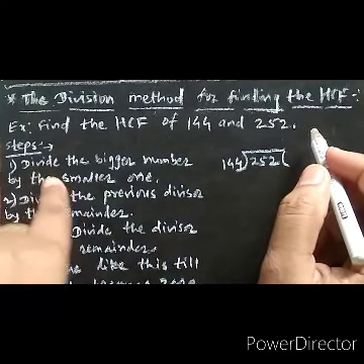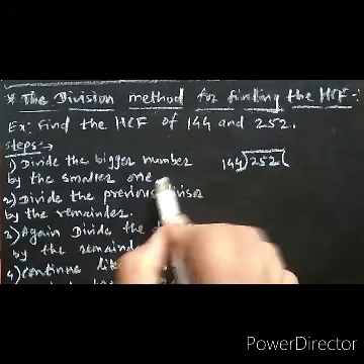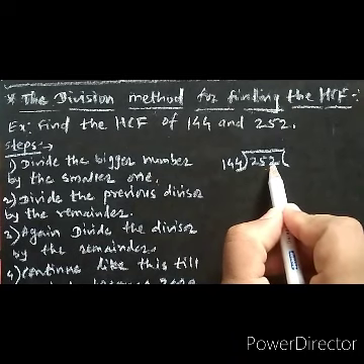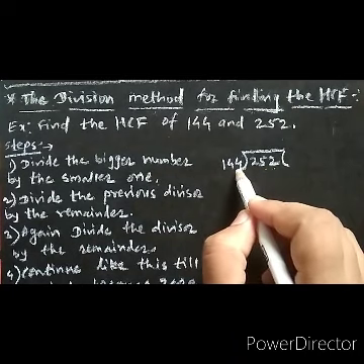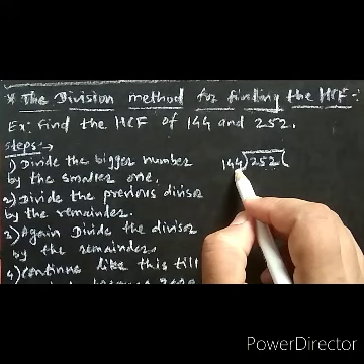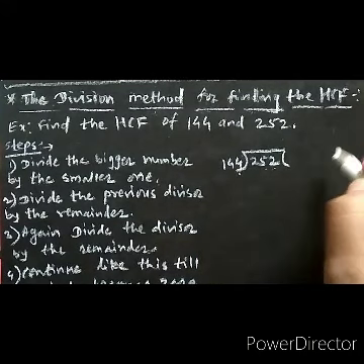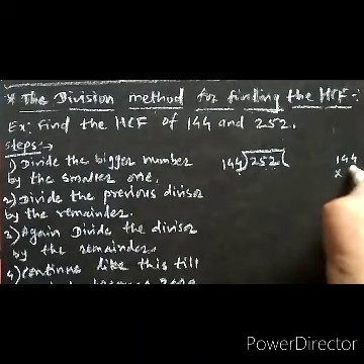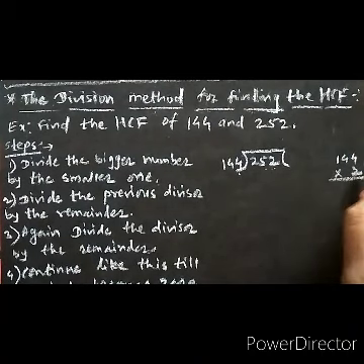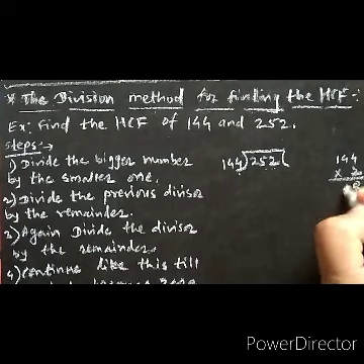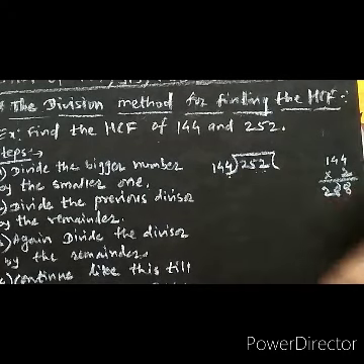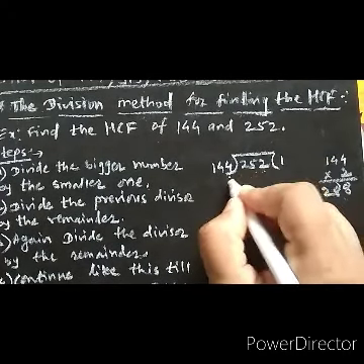Step number 1. Divide the bigger number by the smaller one. So we divide the bigger number, 252, by the smaller, 144. Now see, 144 ones are 144. 144 into 2: 2 4s are 8, 2 4s are 8 and 2 1s are 2. So here we got 288, which is bigger than 252. Therefore we can't take it. So 144 ones are 144.